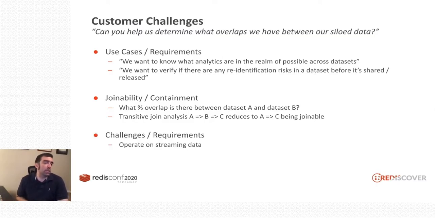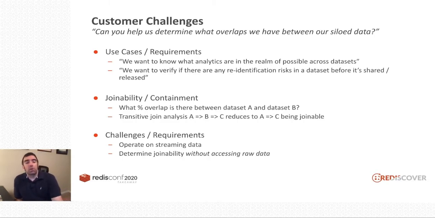Some of the challenges here is that we need to operate on streaming data. A lot of our customers are working with event-driven architectures. They're dealing with transactions. They're dealing with unbounded datasets. And finally, they want to be able to determine joinability without accessing the raw data. So how can I determine that we have the same cards in our hands without actually having to show each other our hands?